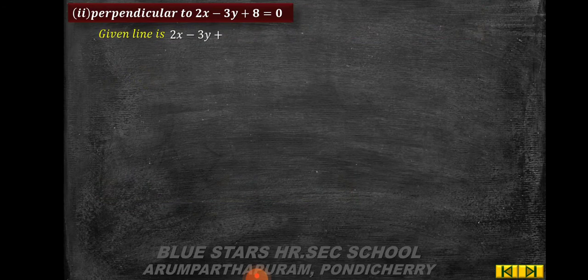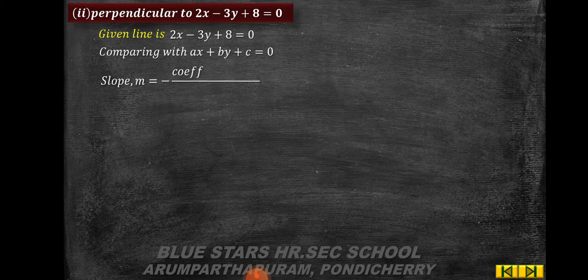So therefore the given line is 2x minus 3y plus 8 is equal to 0. Comparing with the general form of equation, ax plus by plus c is equal to 0. We know the slope formula m is equal to minus coefficient of x by coefficient of y, which is equal to minus a by b. Here the value of a is 2 and the coefficient of y, b value, is minus 3. So apply in the formula, which is equal to minus 2 divided by minus 3. So minus into minus is plus, it will become 2 by 3.